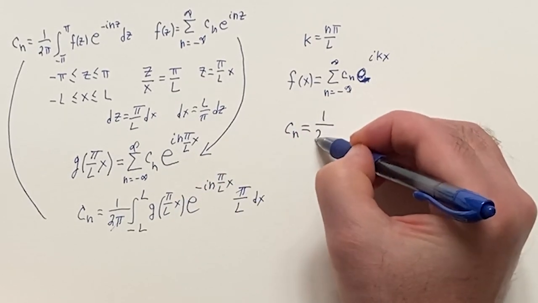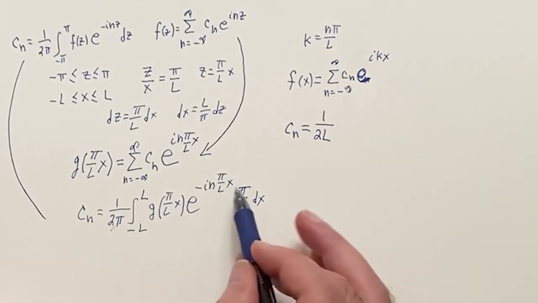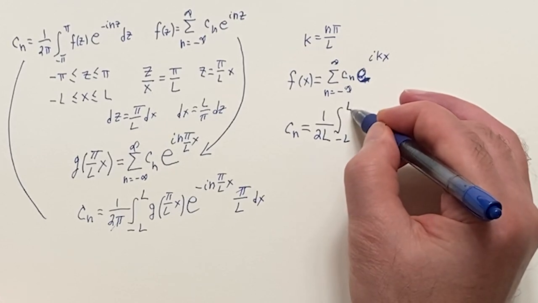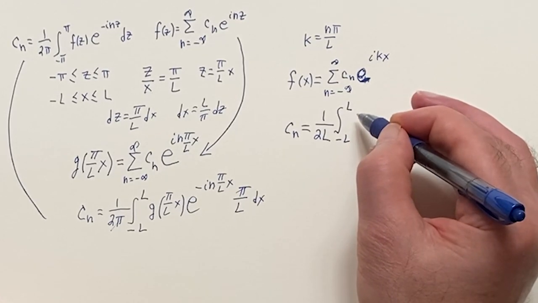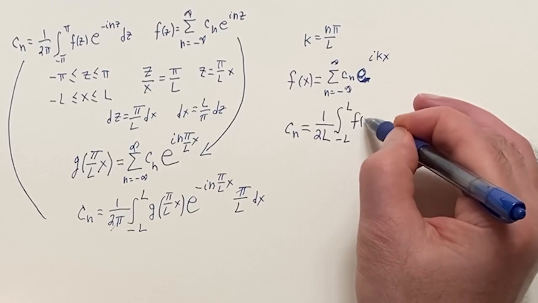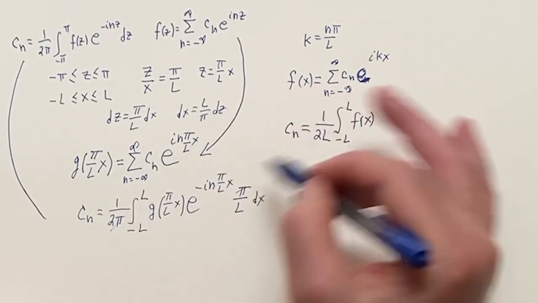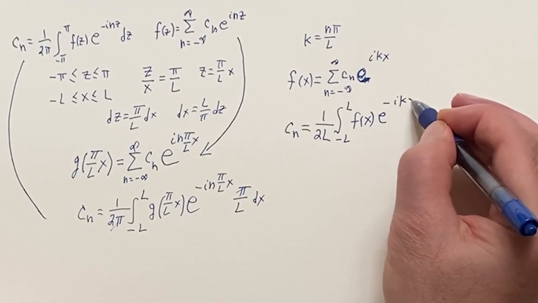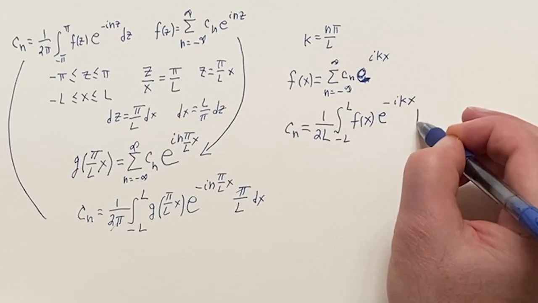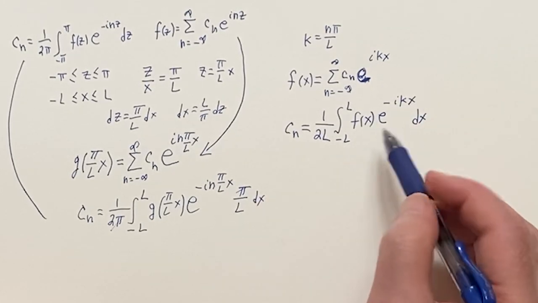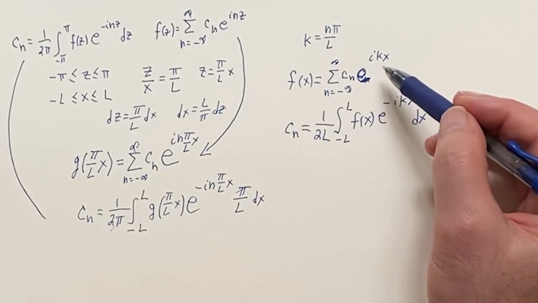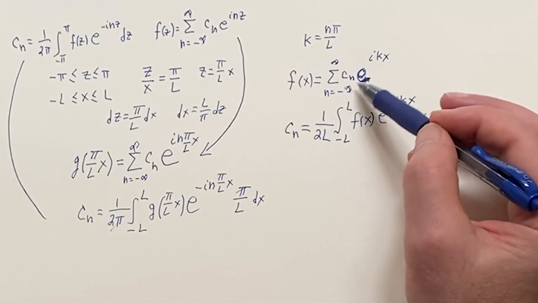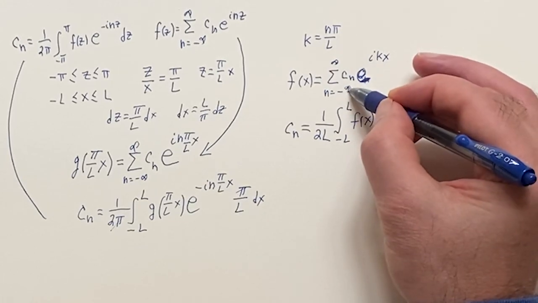This is 1 over 2L, since the pi's canceled. And we're going to integrate from minus L to plus L. And that's going to be, say, f of x, because we're putting the g back to f here, e to the minus I kx, and that's going to be a dx. Now, we're almost there with the Fourier transform. We would like this one, though, to be an integral. And there's a neat way to make this an integral.